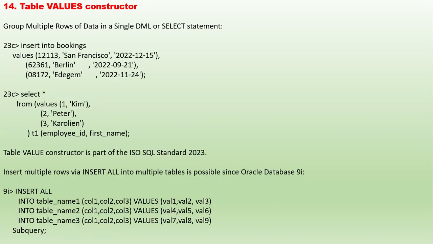Number 14, table values constructor. Group multiple rows of data in a single DML or select statement. Table value constructor is part of the ISO SQL standard 2023. Insert for multiple rows via INSERT ALL into multiple tables has been possible since Oracle Database 9.